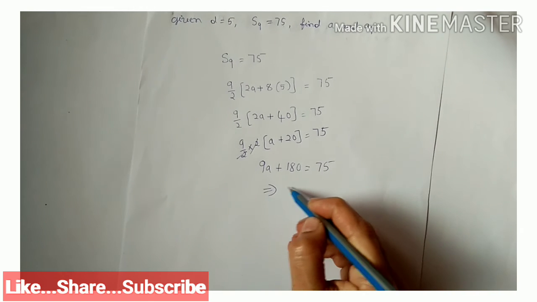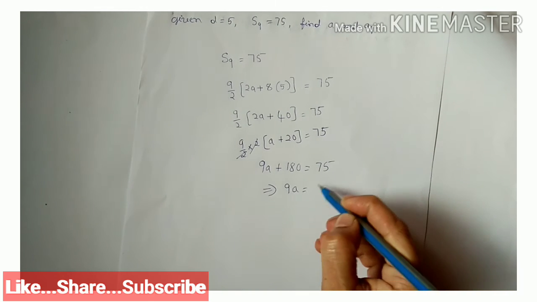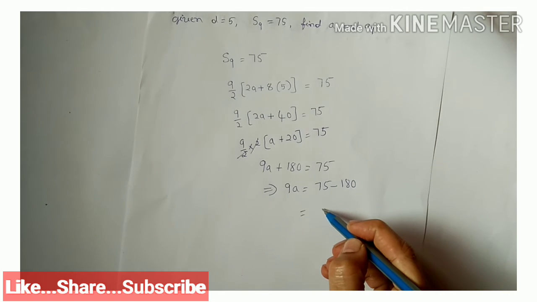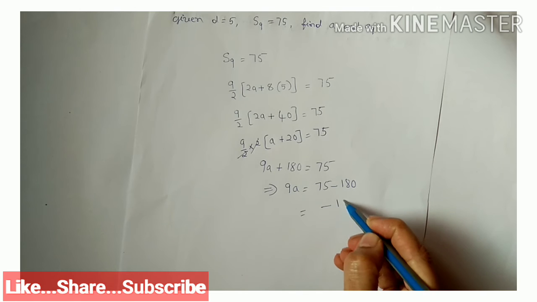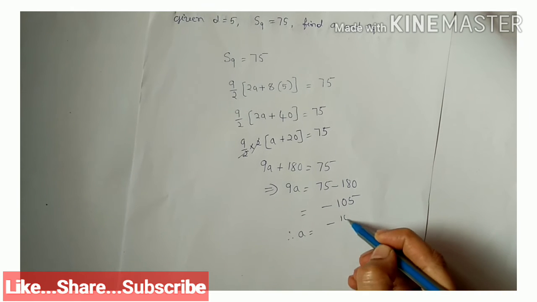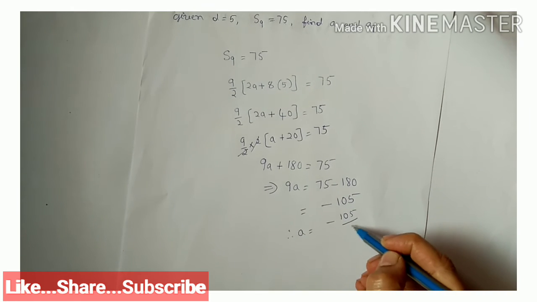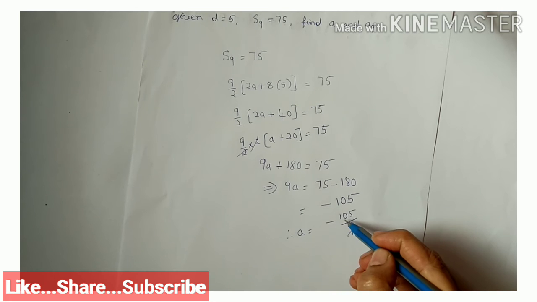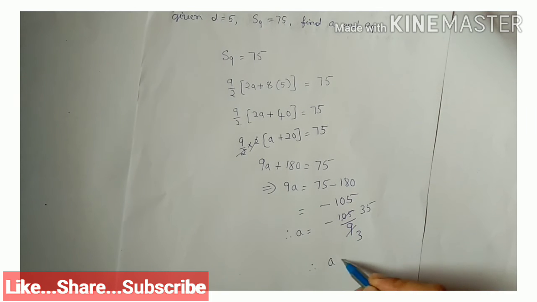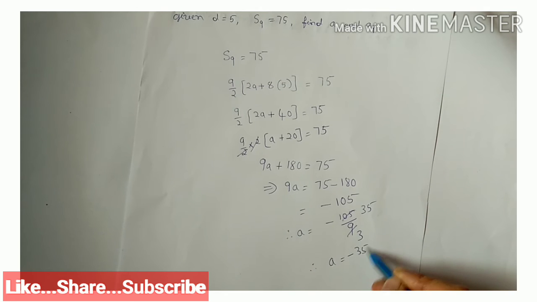This can be 9a is equal to 75 minus 180. 75 minus 180 is minus 105. Therefore, a is equal to minus 105 by 9. 3 3s are 9, 3 35s are 105. Therefore, a value is minus 35 by 3.